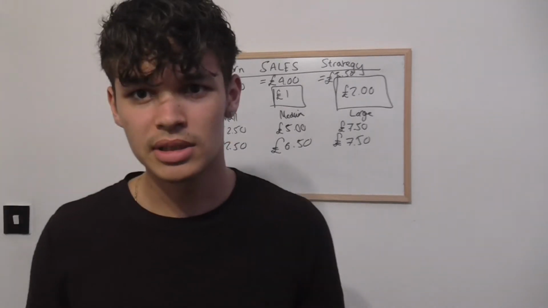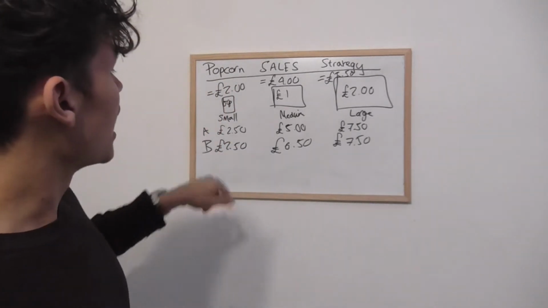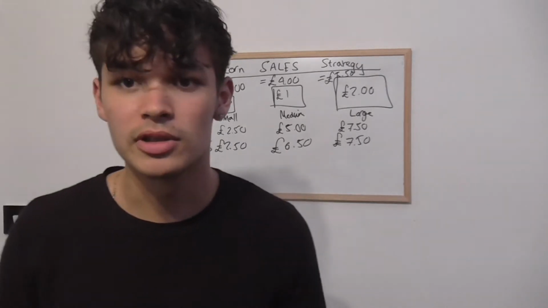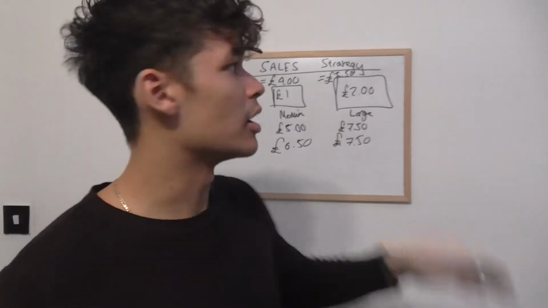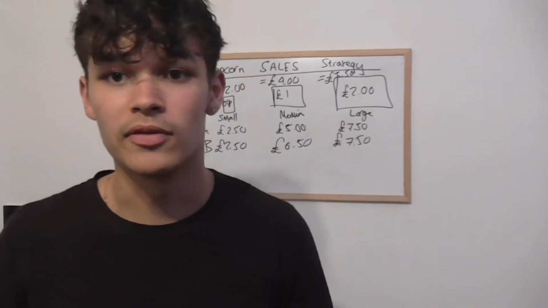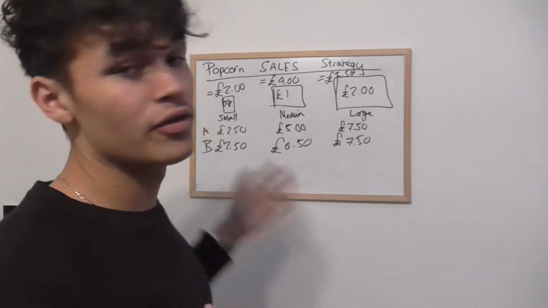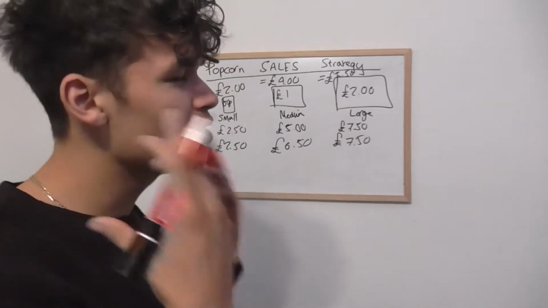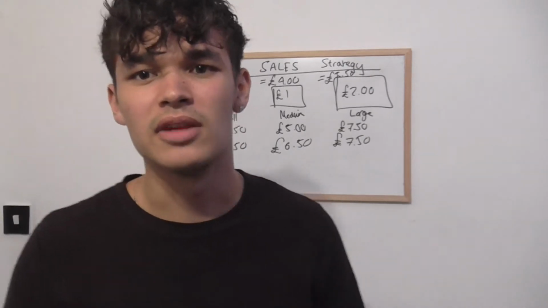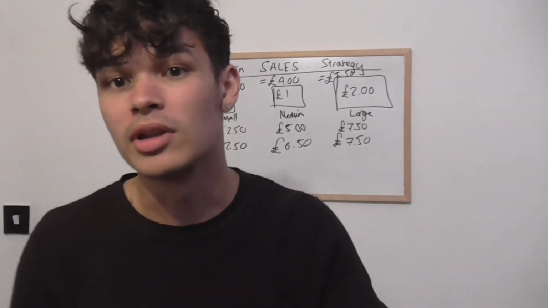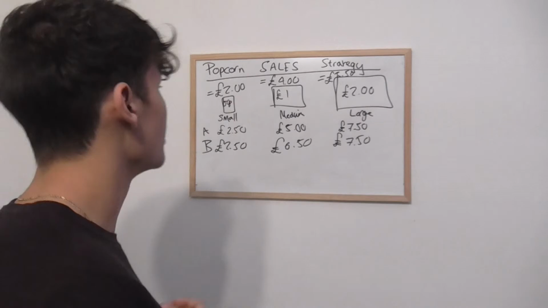If I was to go into a cinema and I saw a small bucket of popcorn for £2.50, a medium bucket of popcorn for £5, or a large bucket of popcorn for £7.50, I'm most likely going to go for the medium. Because in your head, psychologically, you think, right, the large one is a bit too expensive, but I want more popcorn than the small one, so I'm going to go for the medium one.